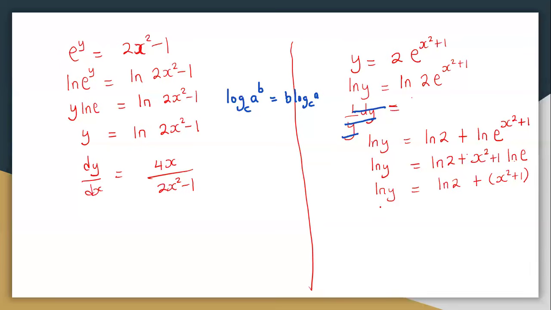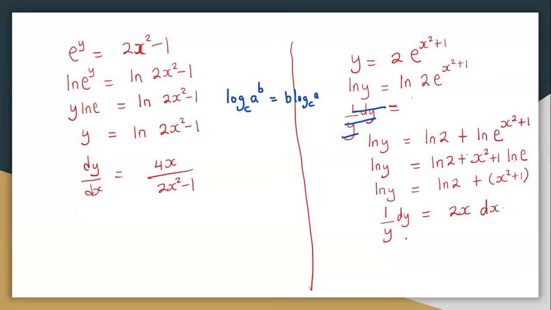Okay, 1 over y dy/dx is equal to 0.6931 for that term. Remember you are differentiating. When you differentiate ln 2, what do you get? I get 0. Good. We continue with the other side. When differentiating, that's 2x, with respect to x.